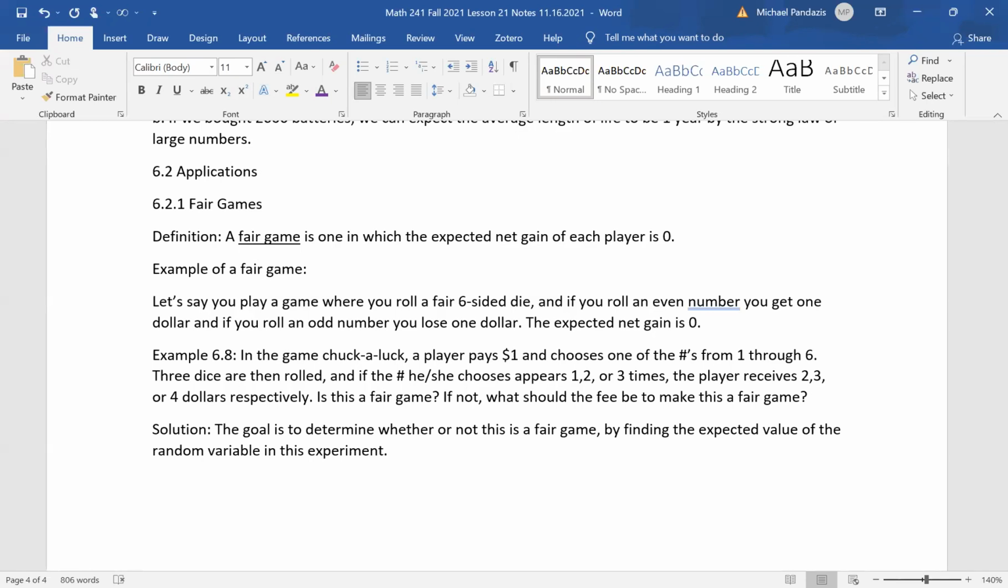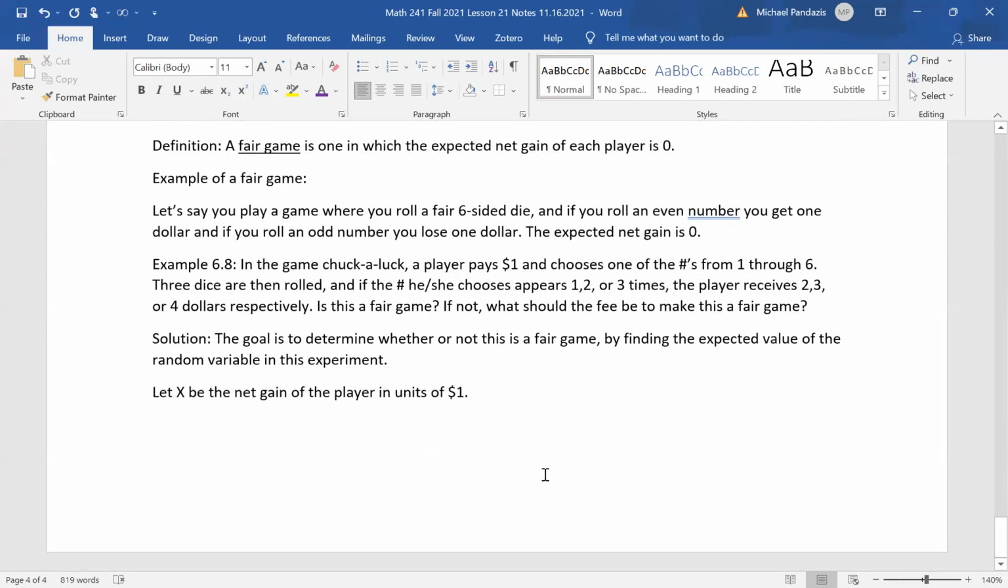Okay, so let capital X be the net gain of the player in units of $1, right? When you're talking about net gain of a player, you're saying how much that player makes or loses. The net gain, net earnings or losses, but you need to tell the person in terms of what? Is it cents, dollars, and so forth? So we're saying in units of $1. If the net gain is 2, then you're saying net gain is $2.